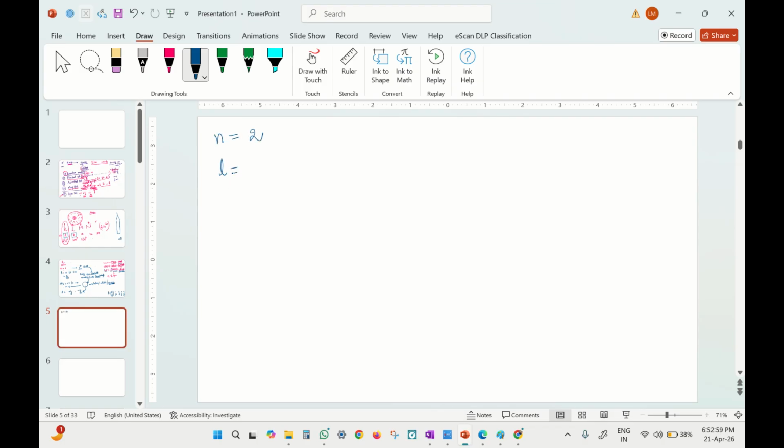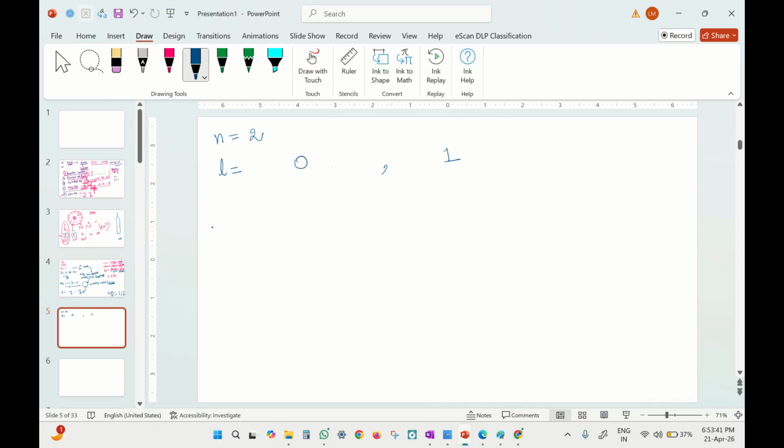What will be the possible L values? Look at the range for L values. What is the range? 0 to n minus 1. So apply it: 0 to 2 minus 1. Or in other words, it is 0 and 1. Correct? Okay. So what are the L values possible? L values can be 0 or can be 1.